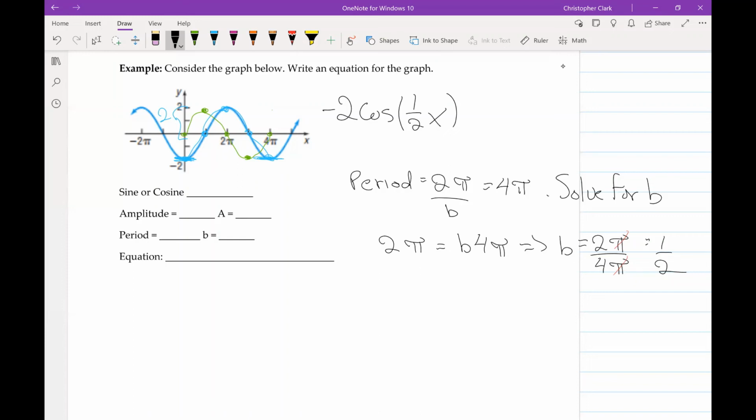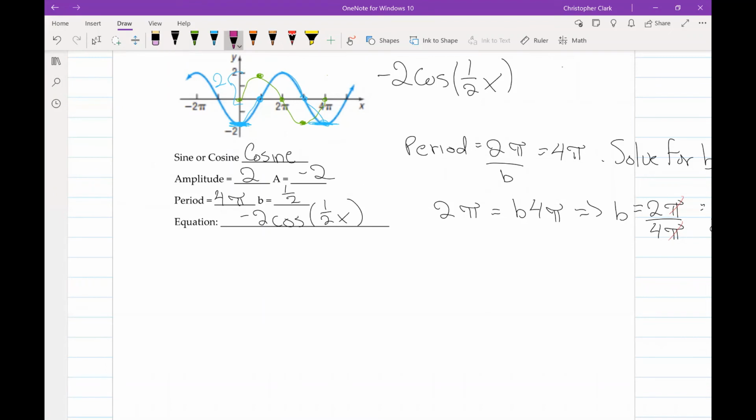So let's go ahead and fill this in. We know that this is cosine. We know the amplitude is 2. We know that a is -2. The period is 4 pi, and b is 1/2. So the equation is -2 cosine of 1/2 x.